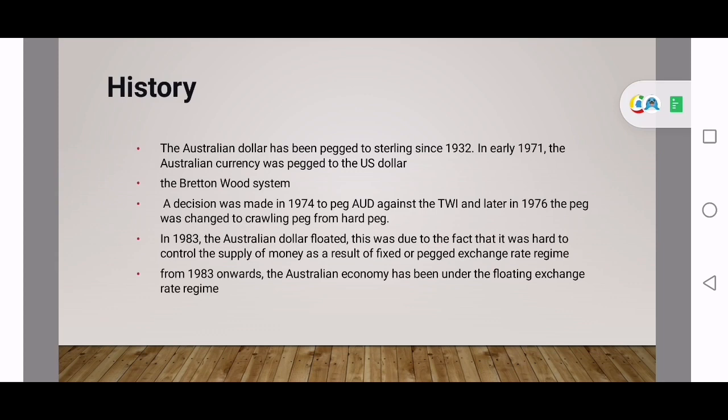The decision to peg the Australian dollar against the TWI was made in 1974, and the peg was later changed from a hard peg to a crawling peg in 1976. The Australian dollar was floated in 1983 due to the difficulty of controlling the currency supply under a fixed or pegged exchange rate system.